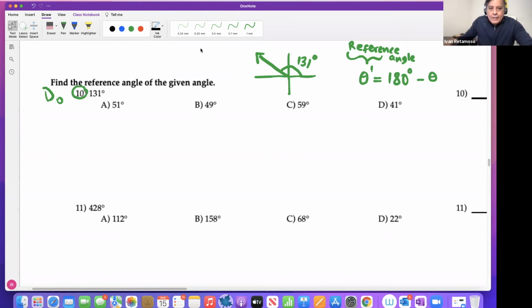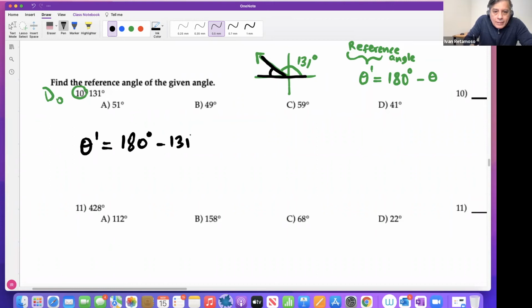Great. Yeah, applying the formula, see, the reference angle is the acute angle formed by the terminal side and the x-axis, the small angle formed, right, is this, right? It's clearly 180 minus this guy, right? So theta prime equal 180 degrees minus 131 degrees. And this difference, if you use the calculator, 49 degrees, right? So this guy, excellent, excellent.